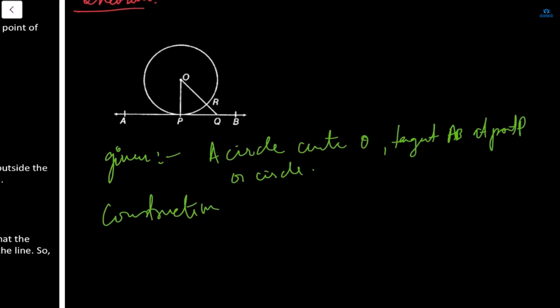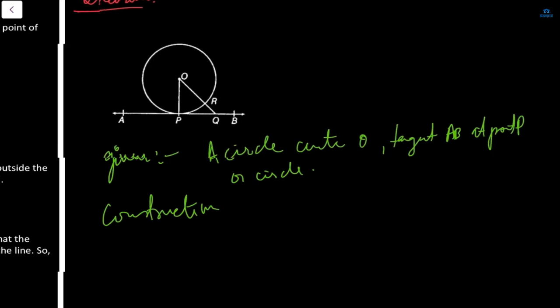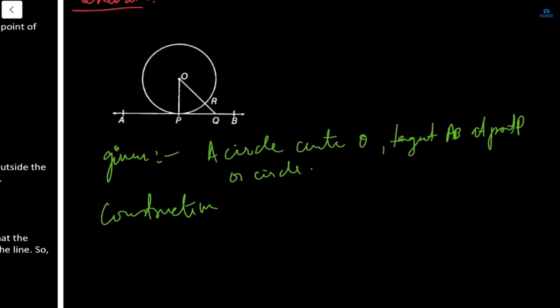Ma'am, why are you only taking Q? We have to prove that OP is perpendicular to the tangent. Okay, fine. For proving it, I am doing an extra construction. I am taking a point Q other than point P, because the tangent touches the circle at only a single point. So P is the only point which touches the circle, and Q is any other point on this tangent, anywhere here. So here I have marked Q. Now we are going to join OQ.